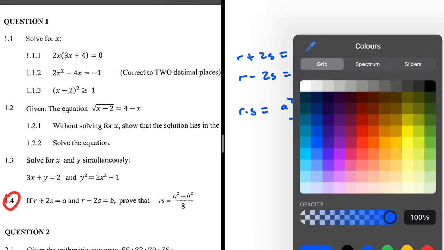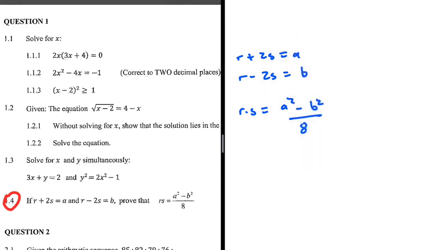Well, it's either you realize it or you don't, but I hope you did realize when you were answering this question that we have a difference of two squares right here: a squared minus b squared. This is a difference of two squares because we know that a squared minus b squared is equal to a plus b multiplied by a minus b. That is the key to answering this question.